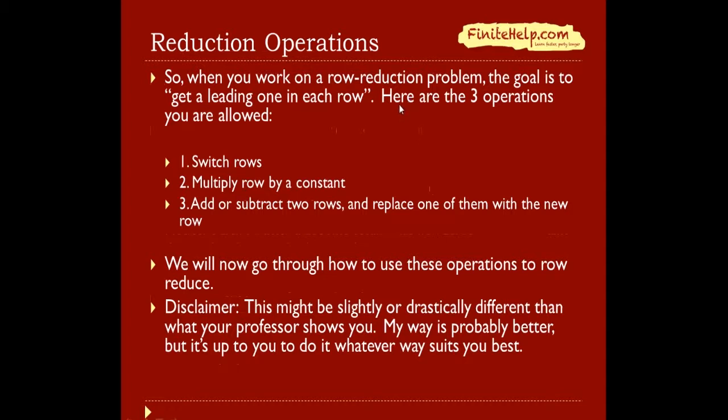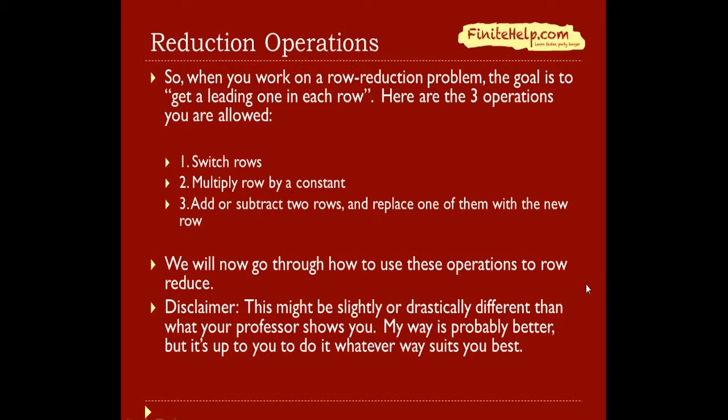So how we're going to reduce a matrix is we're going to try to get a leading one in each row, so that's the objective. And here are the three operations we're going to use in order to achieve that. We can switch rows. We can multiply a row by a constant, so you can multiply a row by a 3 throughout the entire equation. Or you can add and subtract two rows and replace one of them with a new row.